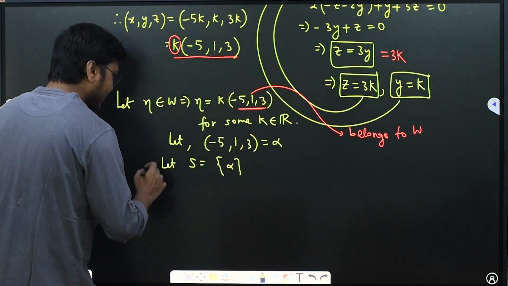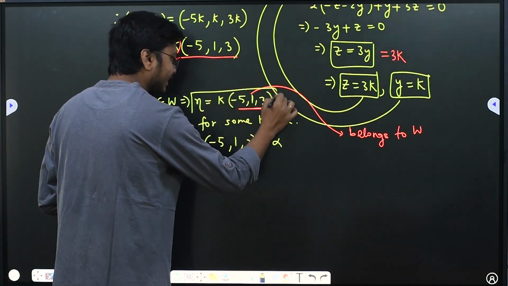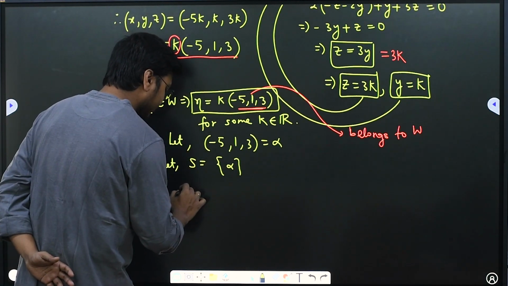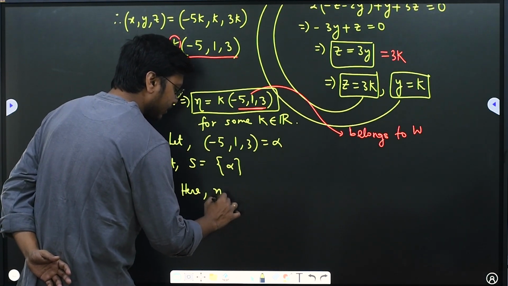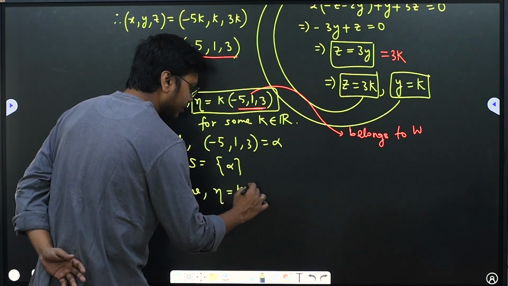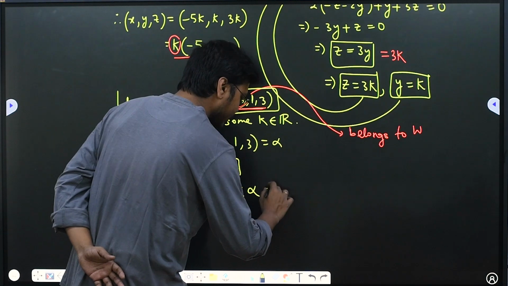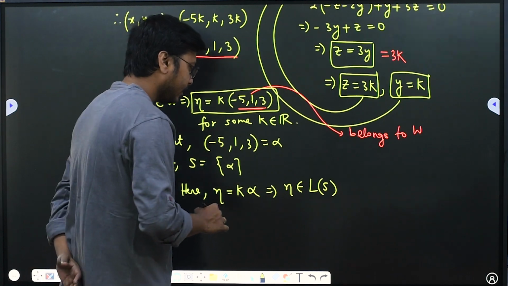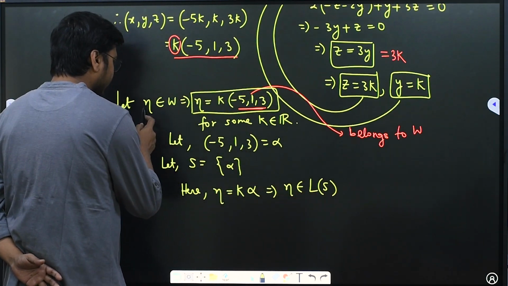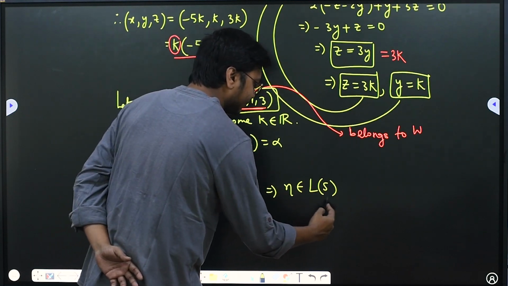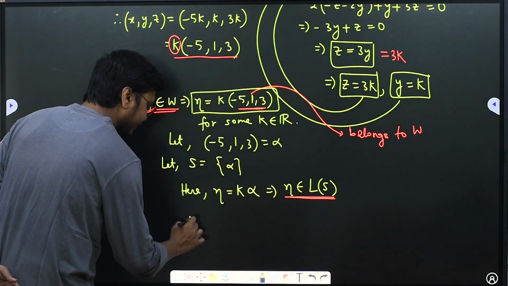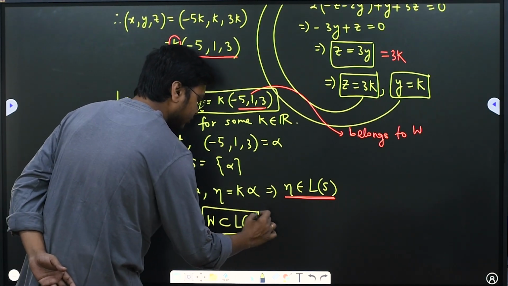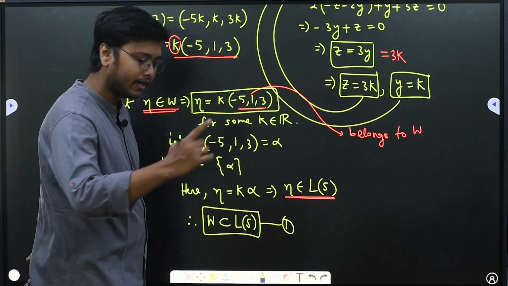So you can see that eta can be expressed as a scalar multiple of alpha. Okay, so here we have eta equals a scalar multiple of alpha, which means eta belongs to L of S, right? And eta was taken from W, and ultimately eta belongs to L of S. So I can say that therefore W is a subset of L of S. Okay, so that's the first criteria which I needed to find out.